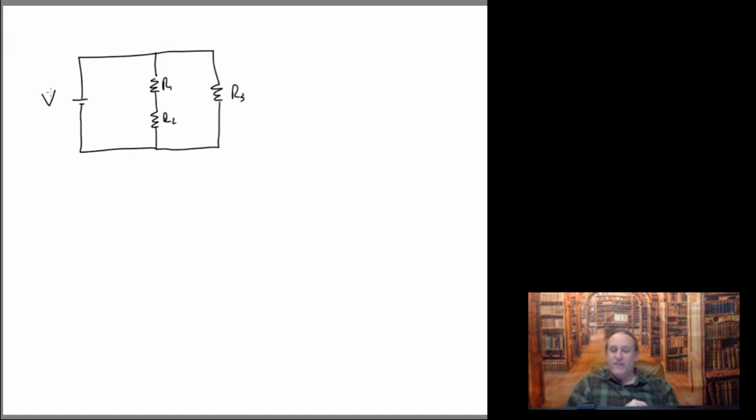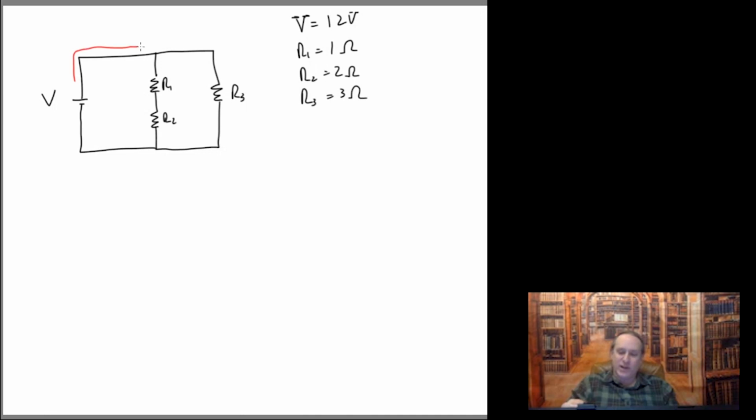Okay, so there's a very simple circuit, and suppose the voltage is 12 volts, and R1 equals 1 ohm, R2 equals 2 ohms, and R3 equals 3 ohms, just to make it easy to remember. And we want to find the current through each one. So the first thing we need to do is draw our circuit and then label currents. We have to imagine currents flowing around.